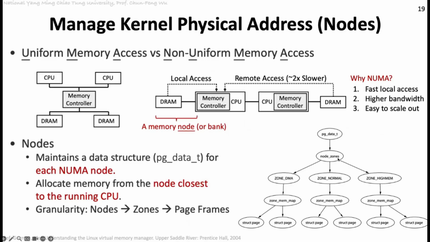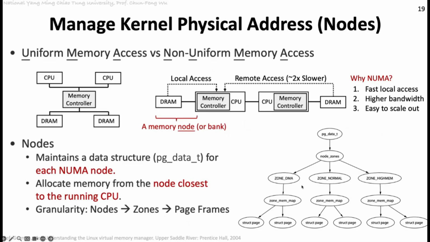So you can see for each node, under each node, there are 3 different kinds of zones. Because zone DMA is for very special usage. They're only for DMA usage. So we cannot allocate the first 16 megabytes of the DRAM. So we need this kind of zone concept to manage these kinds of things.